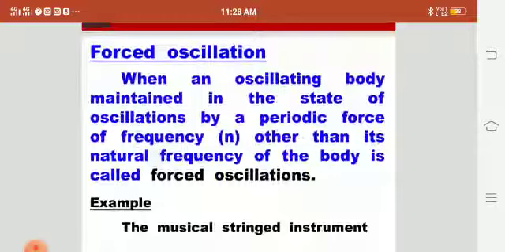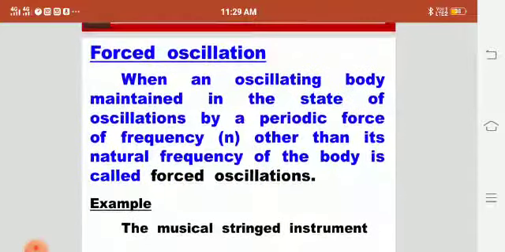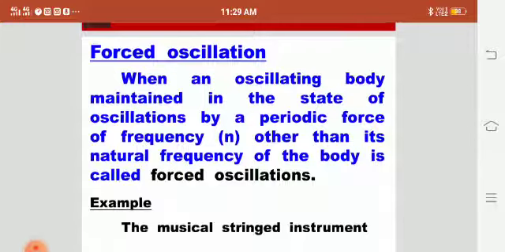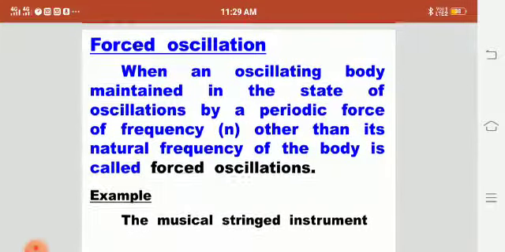When an oscillating body is maintained in the state of oscillations by a periodic force of frequency n, other than its natural frequency, it is called forced oscillation. Whereas in the case of damped oscillation, the body oscillates with its natural frequency. But in forced oscillation, the body oscillates with a periodic force of frequency other than its natural frequency. An example is the musical stringed instrument.